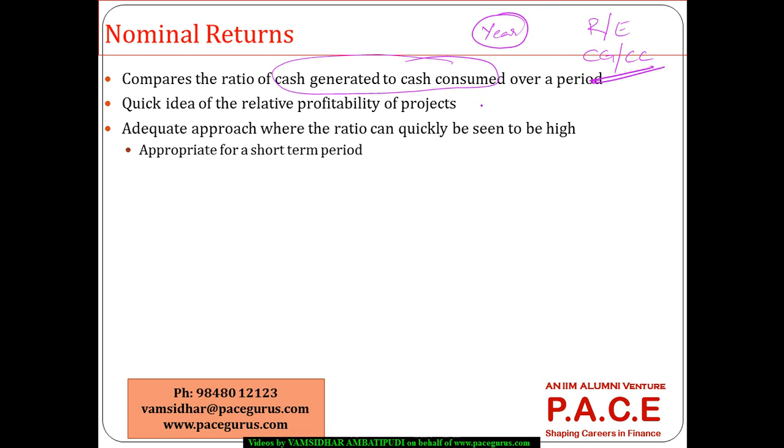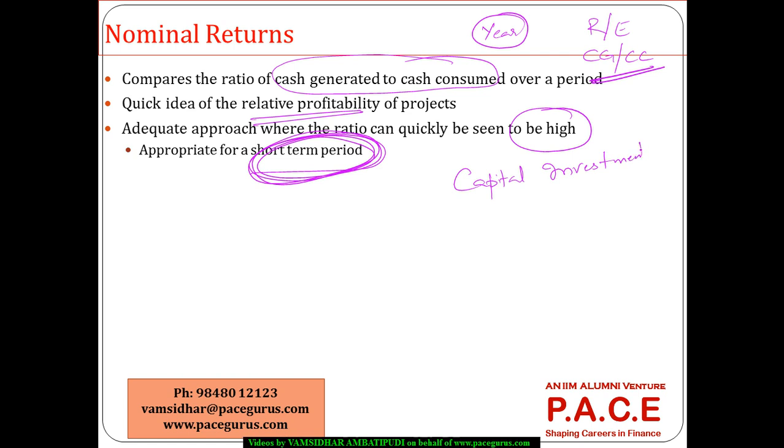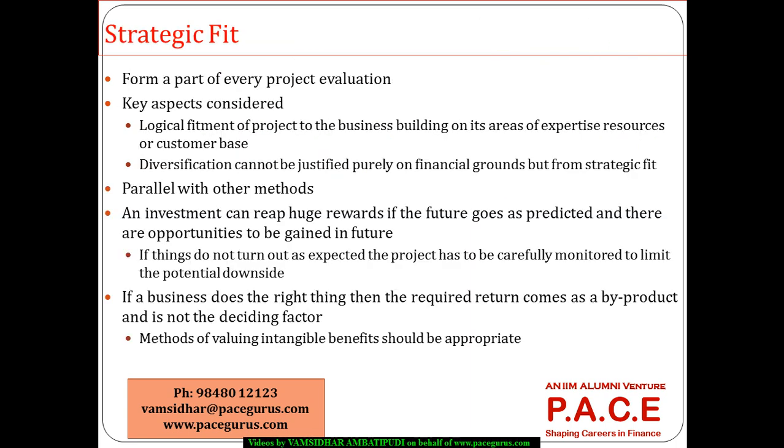So on a broad scale, it can give me the relative profitability of the project, right? And as long as it is much higher, it looks more and more profitable. But the only thing is, generally this is much preferred over a very short term period, because over a longer term there is a very high possibility of a very heavy capital investment, and heavy capital investments can even pull down the ratio quite drastically. So this nominal returns approach is very much appropriate in the short term itself.